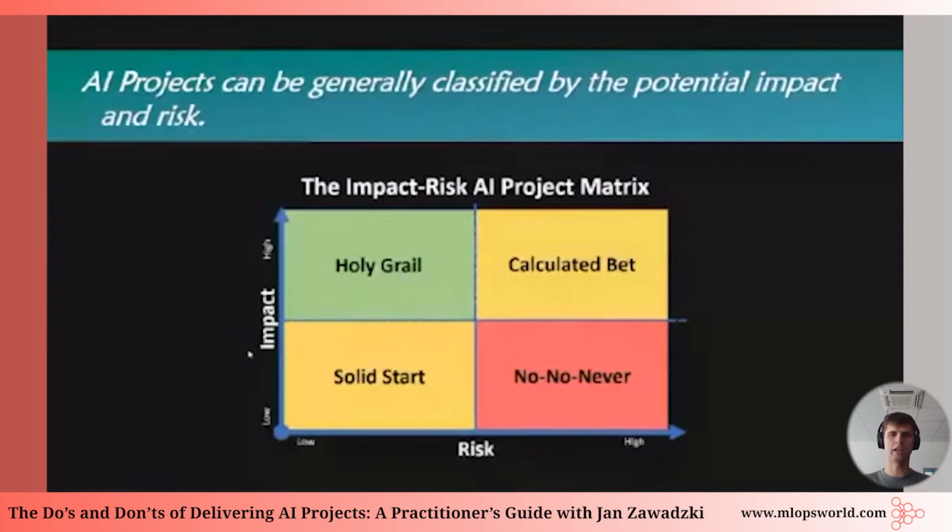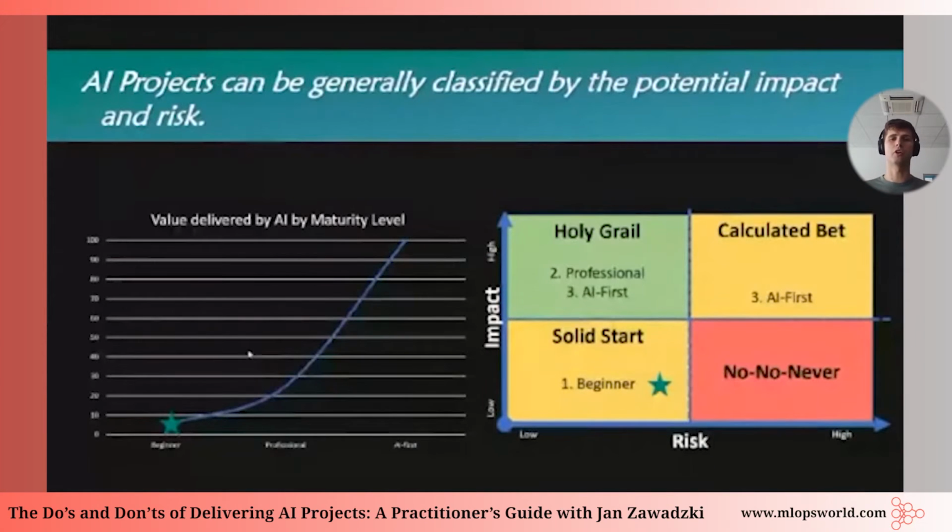How is that connected to the AI maturity index that I showed you before? Well, at first, you always want to start with a low risk, low impact project. This is what Andrew Ng has done with his work at Google and Google Brain. He started with a small proof of concept, then he went on to work on a slightly more impactful project, and then at the end, he worked heavily on advertisement and business related problems, which really made Google a lot of money. So as a beginner, you should always strive for those solid start projects.